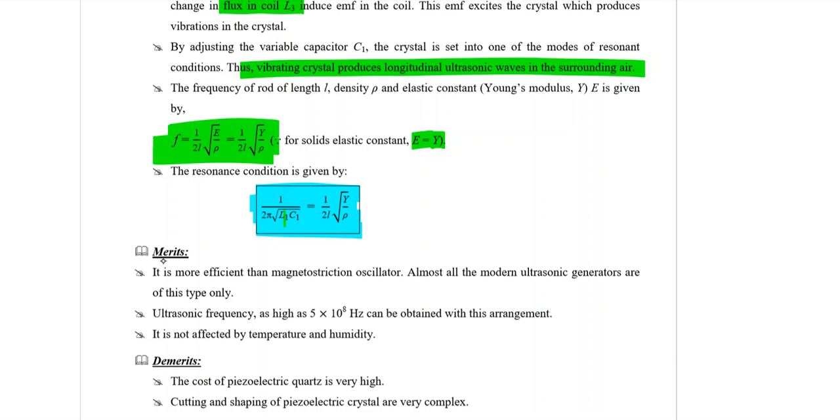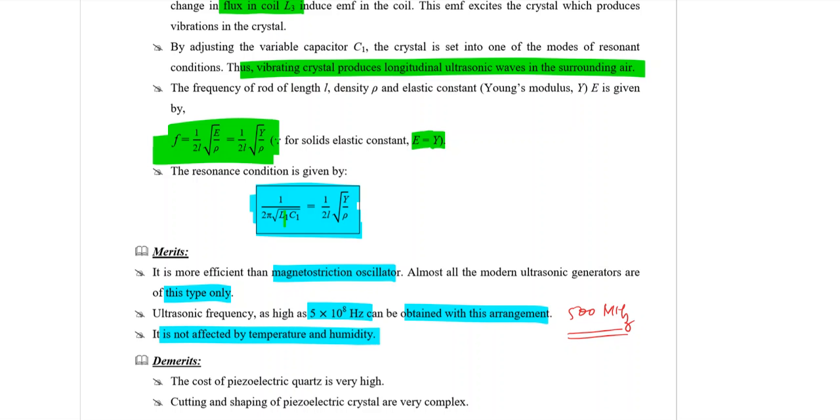And these are the merits and demerits of the ultrasonic crystal generator, which I told you. It is more efficient than magnetostriction. Almost all modern ultrasonic generators are of this type, which means that the modern generator uses the piezoelectric effect rather than the magnetostriction effect. Ultrasonic frequency as high as 5 into 10 raised to 8 hertz can be obtained with this arrangement. So we can get ultrasonic waves of frequency 500 megahertz, which is very high compared to the magnetostriction generator. And the main thing is it is not affected by temperature and humidity. There is no loss of eddy current and no loss of heat, which we saw in the magnetostriction generator.